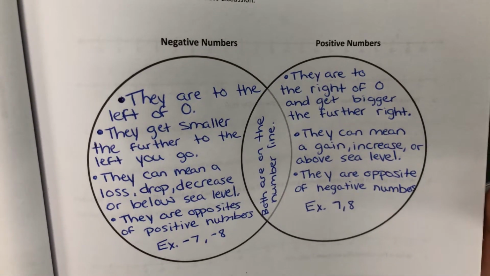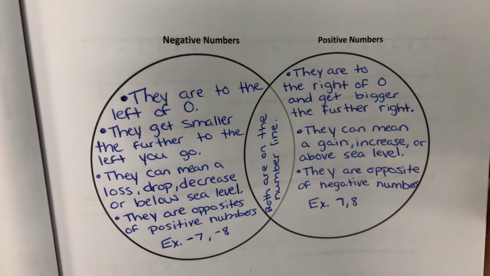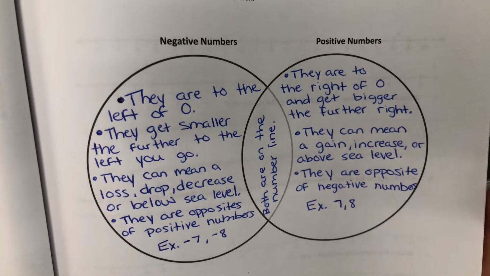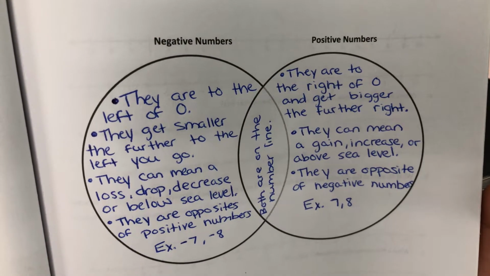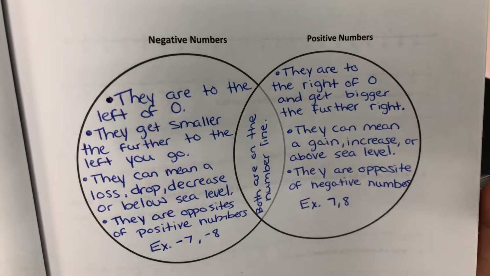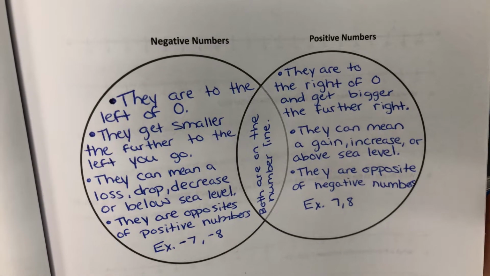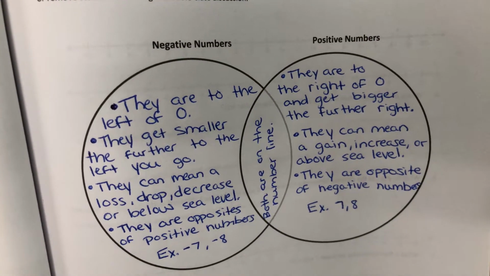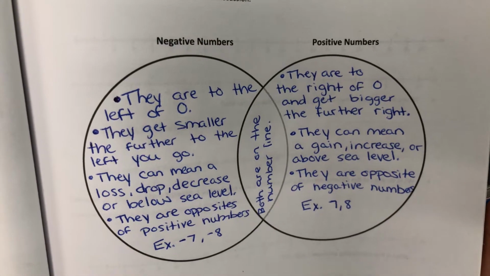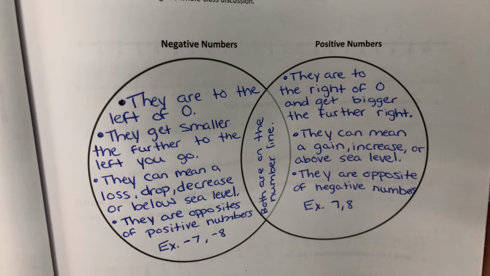Positive numbers, they are to the right of 0, and they get bigger the further right that you go. They can mean a gain, increase, or above sea level. They are opposite of a negative numbers. Some examples, 7 and 8. Something that they have in common is that both are on the number line.